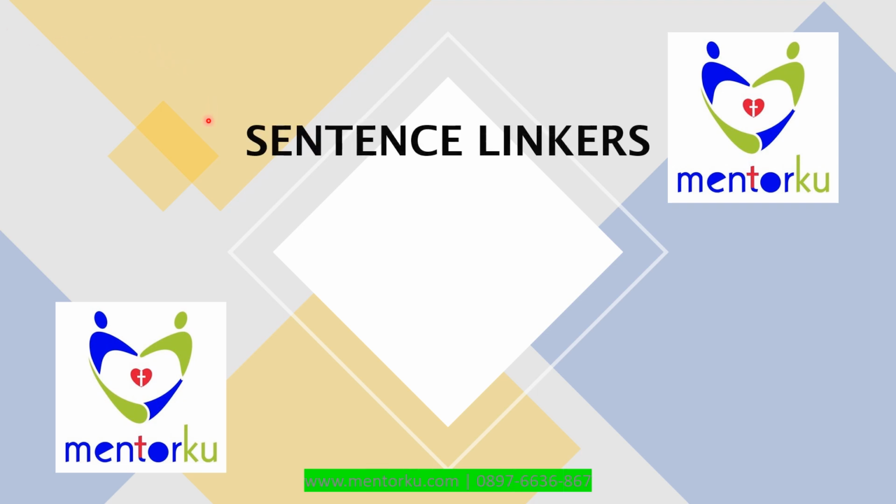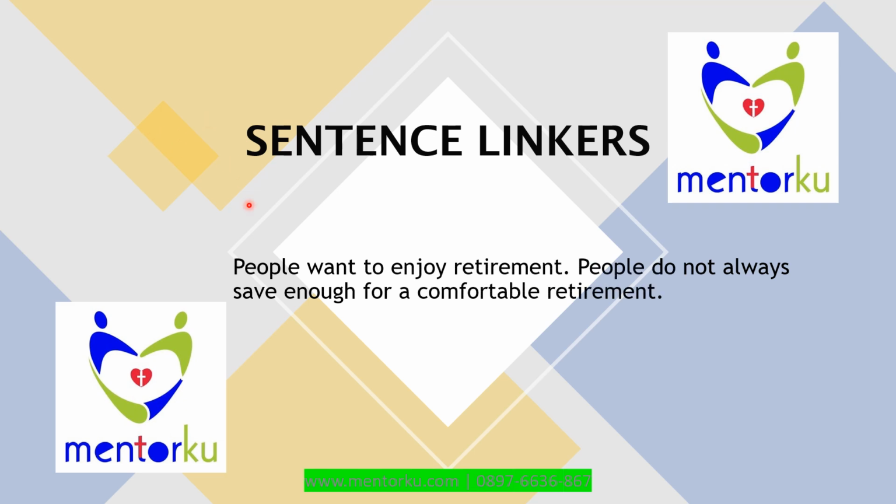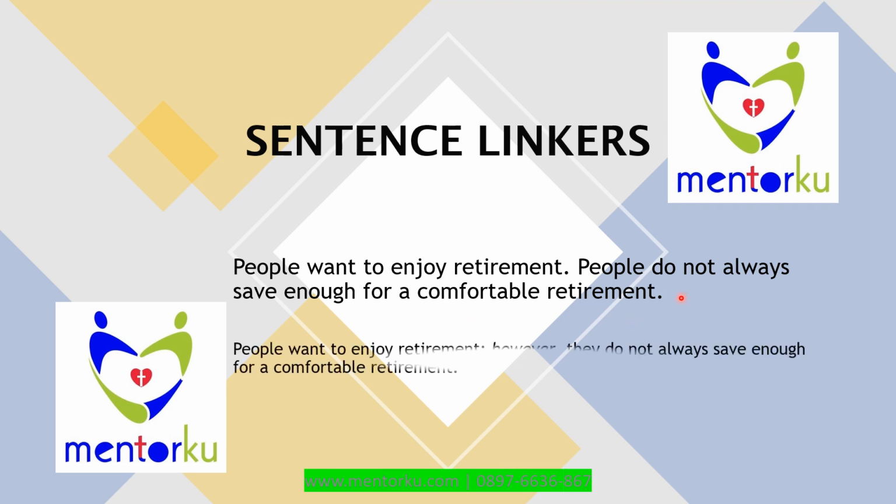And for the last cohesive device, we have sentence linkers. Okay, example, people want to enjoy retirement. People do not always save enough for a comfortable retirement. So you can combine these two sentences using a sentence linker. Okay, we'll use however. So it becomes, people want to enjoy retirement, however, they do not always save enough for a comfortable retirement. So this is kind of giving a contrast.